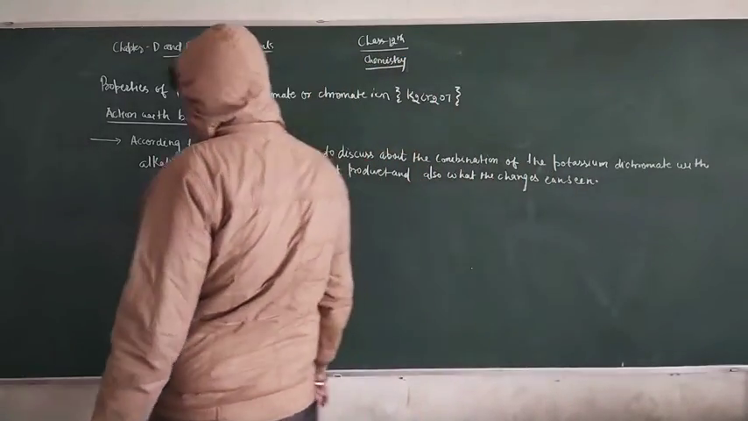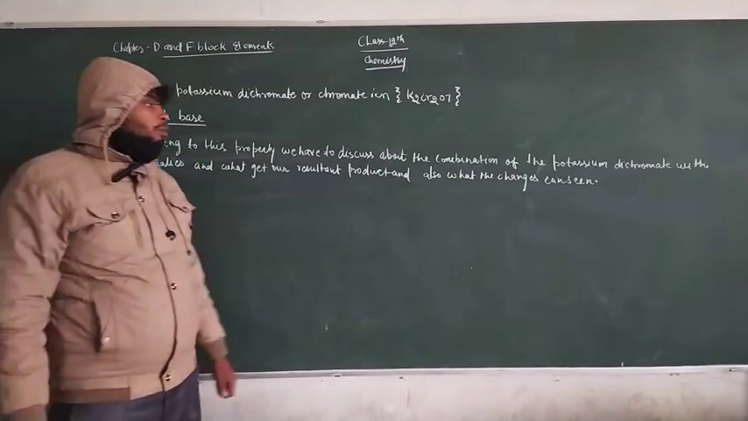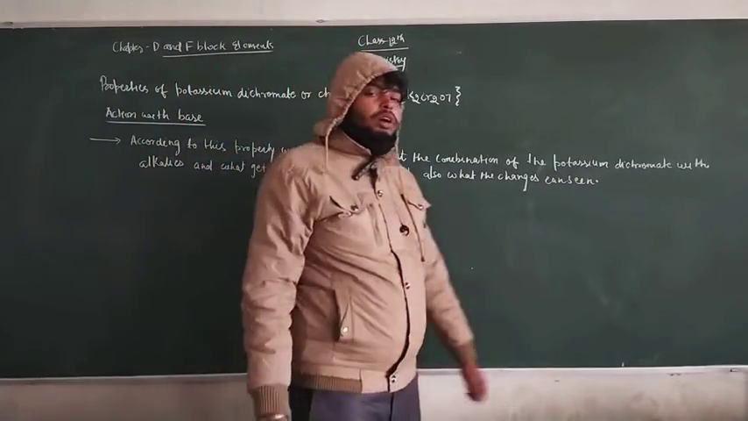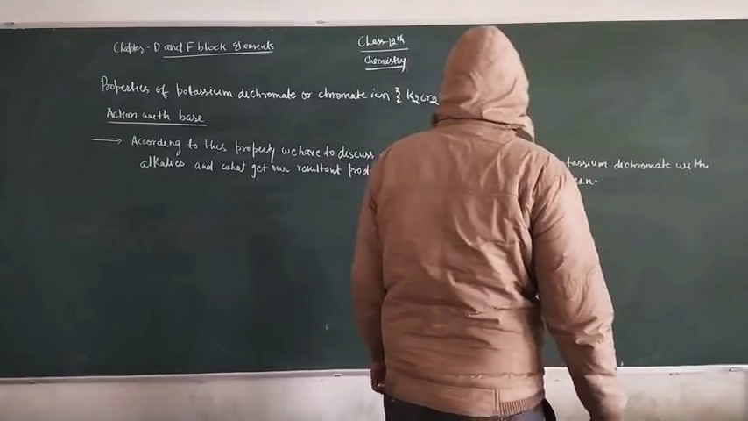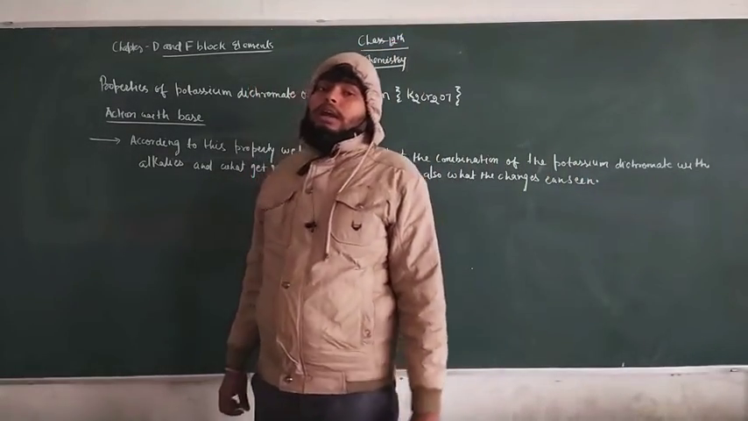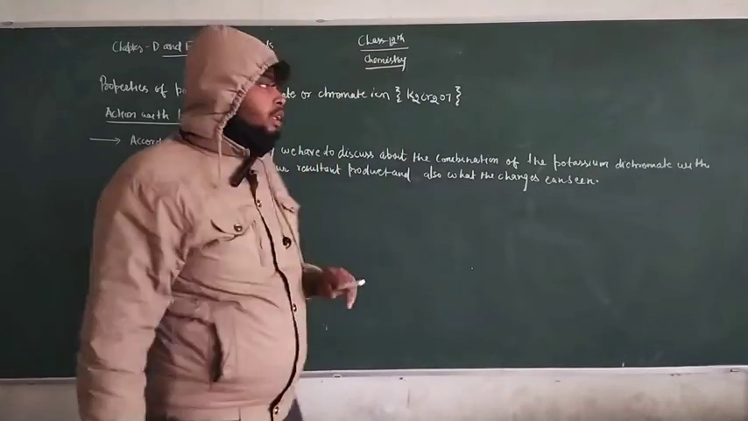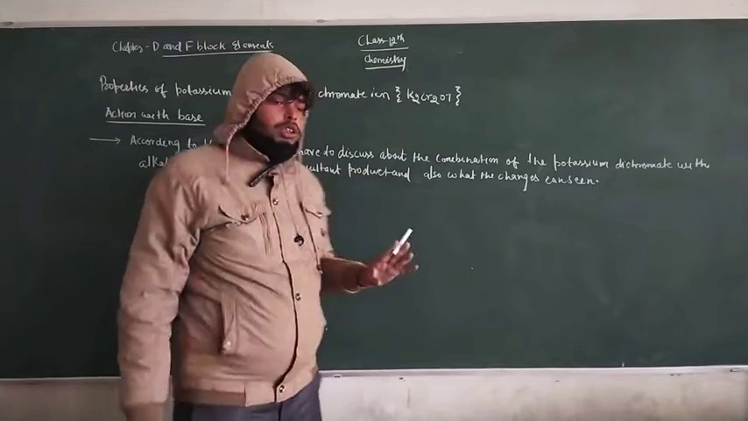That means in terms of the potassium dichromate, we have to discuss what happens: what our reactants are, what our resultant products are, and what changes happen with potassium dichromate. All of this is accumulated in this property, that means action with bases.